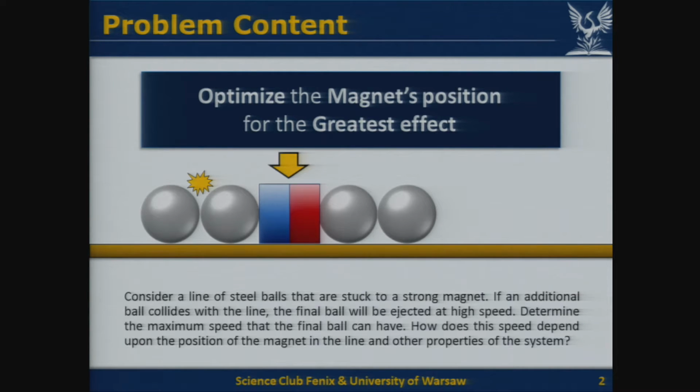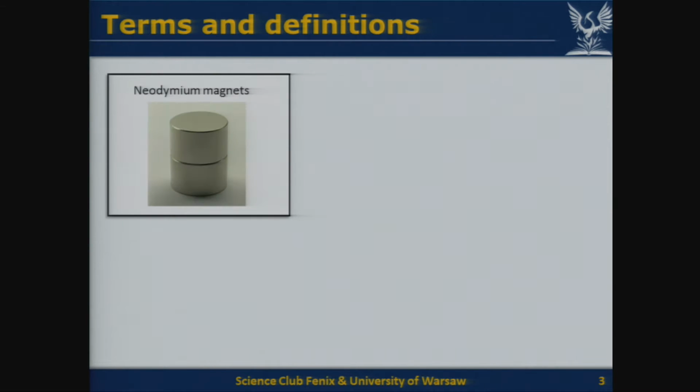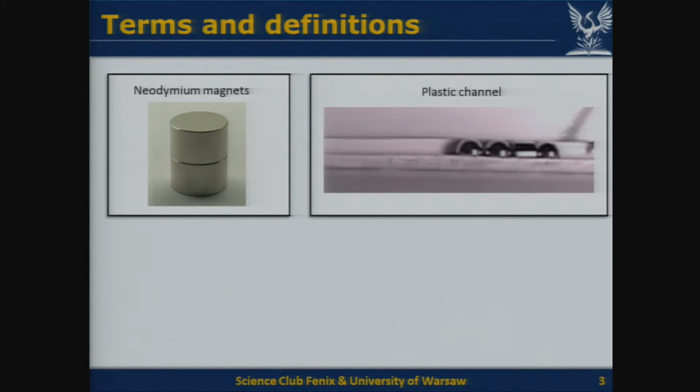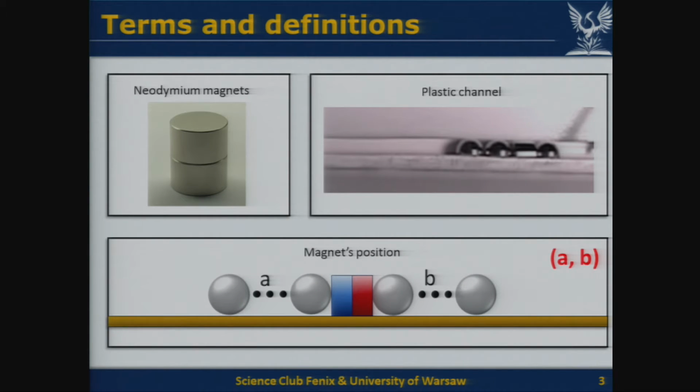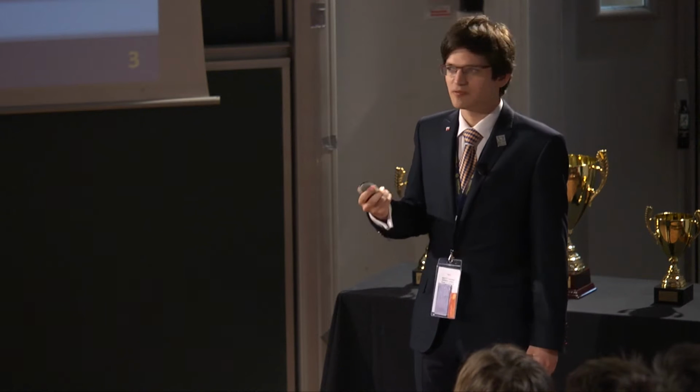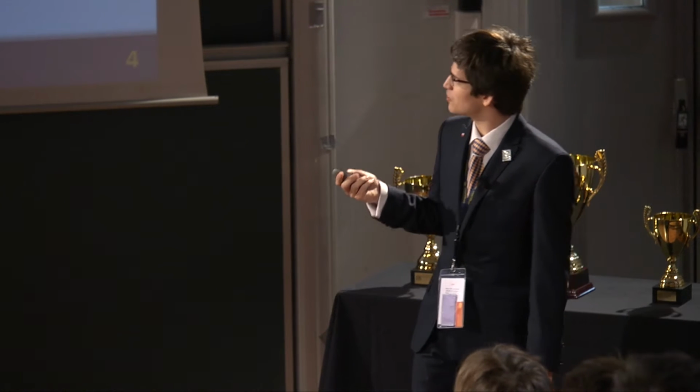So first, let's introduce some important terms in this problem. As a strong magnet, we will understand the neodymium magnet. We use a plastic channel in order to prevent any additional magnetic interactions, and we will define the magnet's position by the number of balls before the magnet A and the number of balls after the magnet B. Here you can see the phenomena presentation.